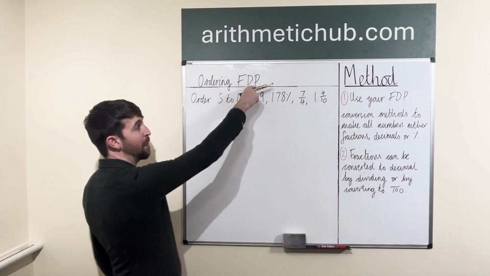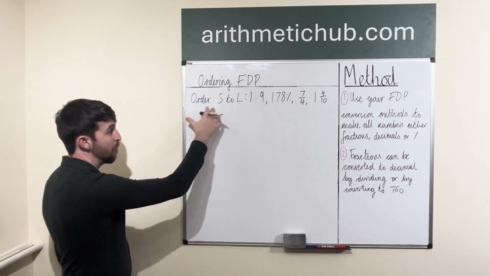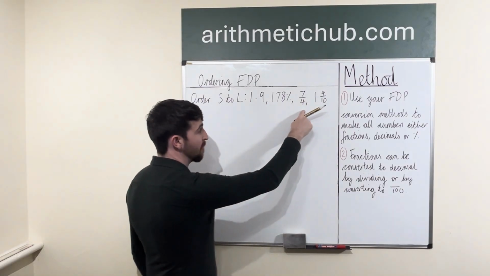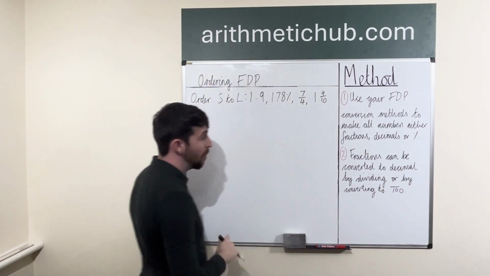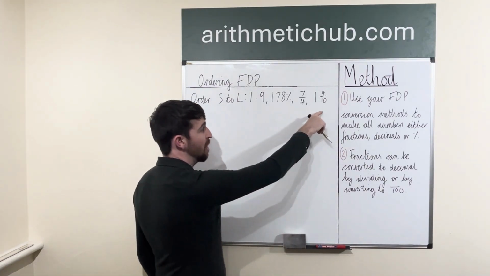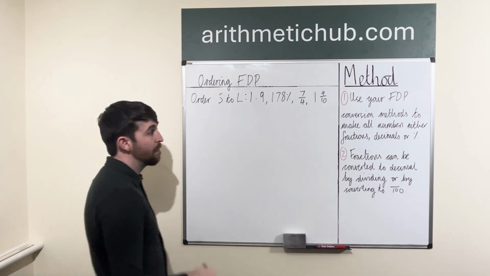If we see FDP like this, I'm talking about fractions, decimals and percentages. We can see that here in this question we've got 1.9, 178%, 7 quarters and 1 4/10. A decimal, a percentage, a fraction, and then a fraction, but it's already a mixed number. So let's have a look at the method here.